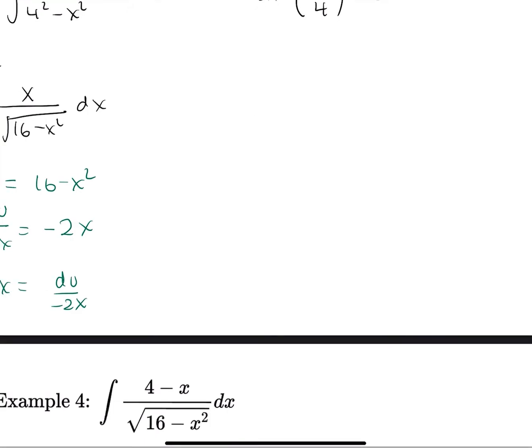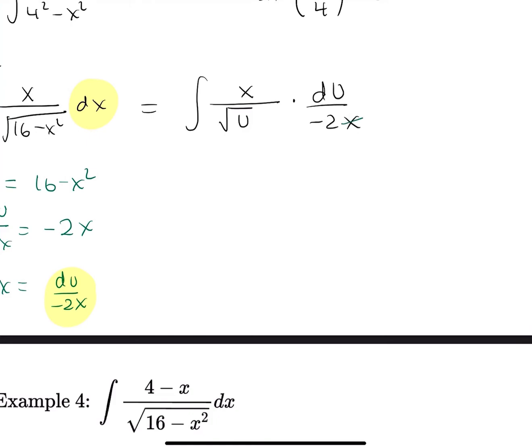Now we'll go ahead and plug that in for dx. Once we've done that, we get the integral of x over the square root of u, since u is 16 minus x squared, times du over negative 2x. Note that the x's cancel. The negative 1/2, that's here, we can take outside the integral, and this becomes minus 1/2 integral of u to the negative 1/2 du.